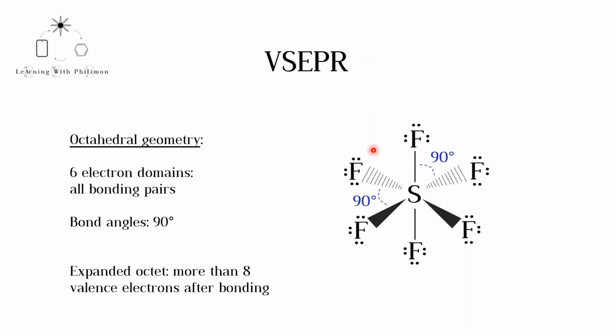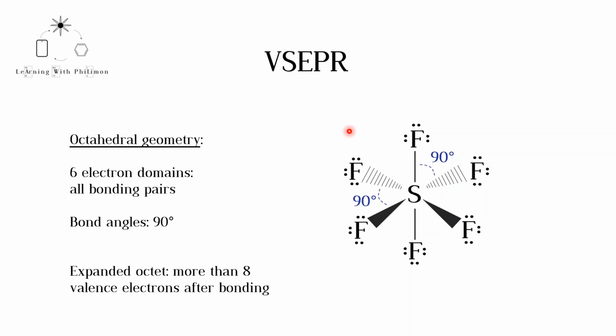Sulfur has 6 valence electrons. It uses all these to form 6 single bonds with fluorine atoms. Note that fluorine atoms have 7 valence electrons and require only one single bond to complete their octet. As sulfur uses its 6 valence electrons, it has no lone pairs of electrons left.